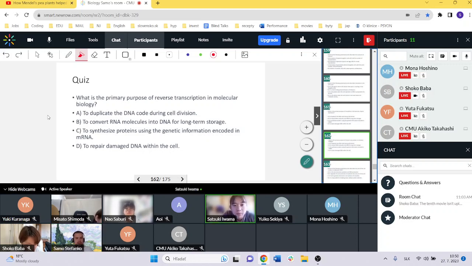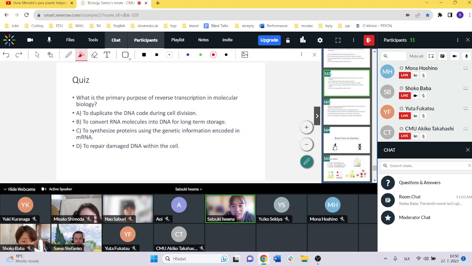What is the primary purpose of reverse transcription in molecular biology? A. To duplicate the DNA code during cell division. B. To convert RNA molecules into DNA for long-term storage. C. To synthesize proteins using the genetic information encoded in mRNA. D. To repair damaged DNA within the cell.